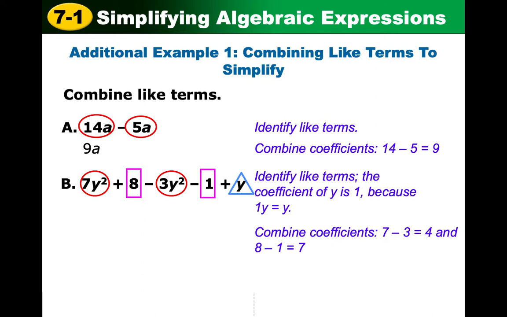And then we can do 8 minus 1 for the terms with no variable and get 7. So you get your 4y squared plus y plus 7. Why did they move the y? Normally when you have variables in an expression, you put the higher powers of that variable to the left and the constants to the right. But either way, you have an equivalent expression.